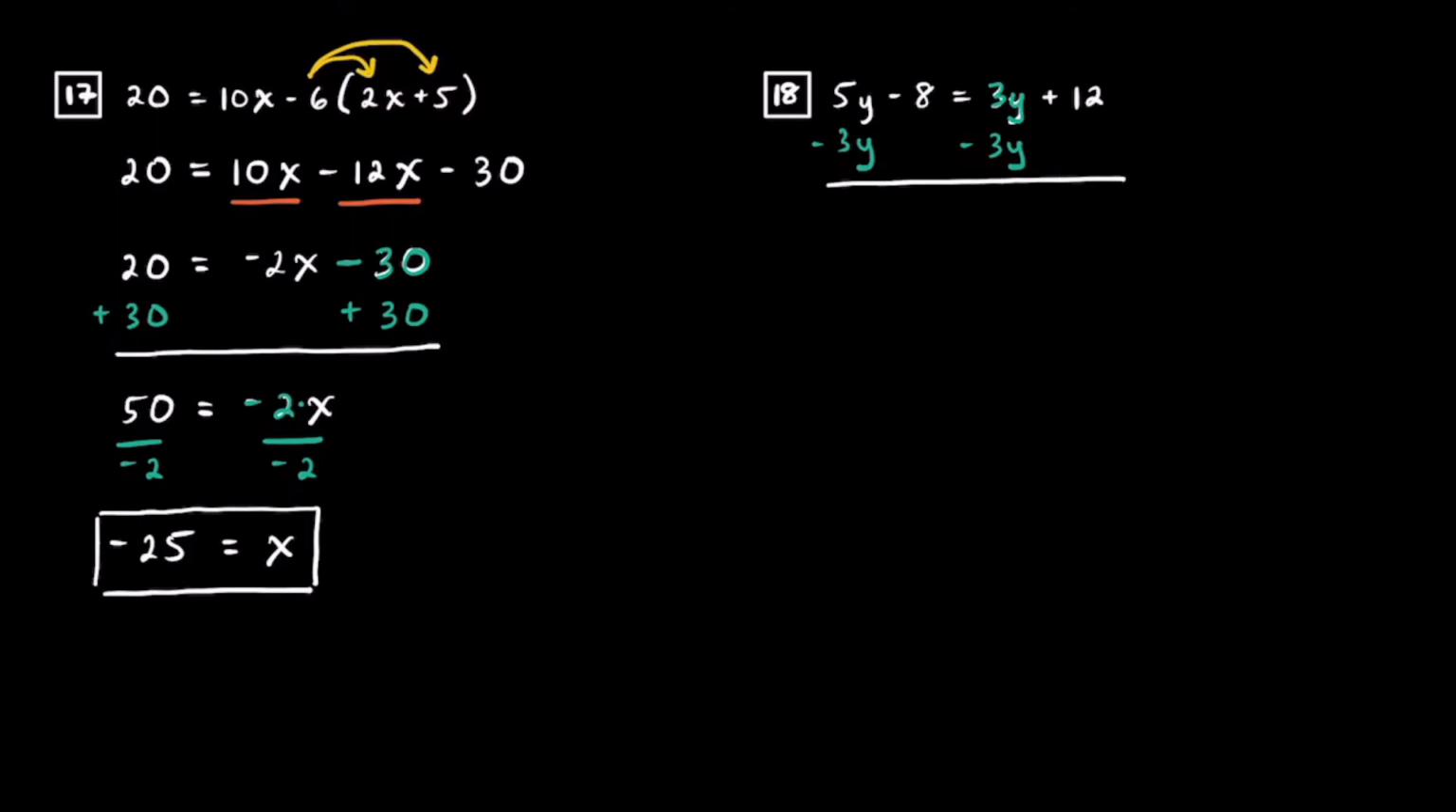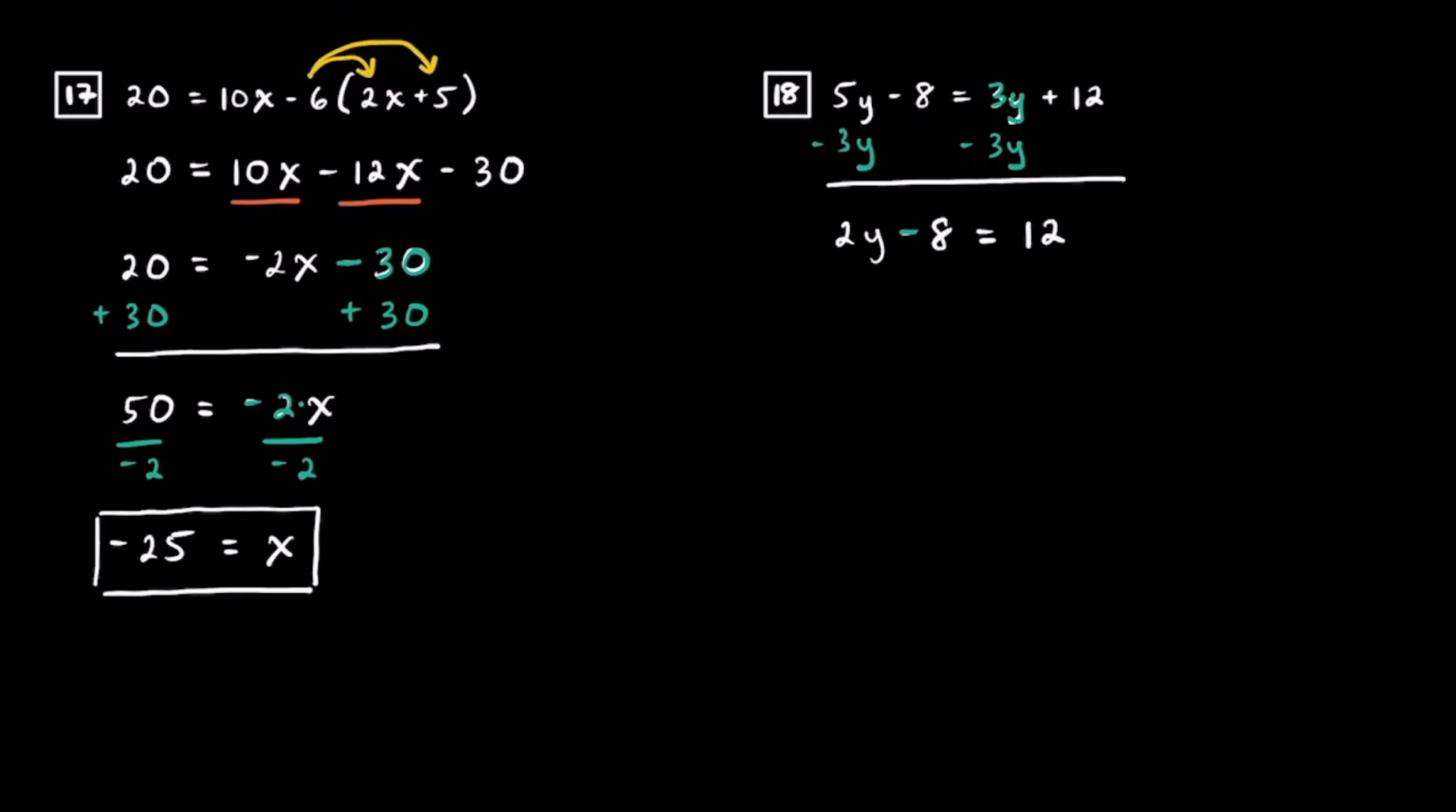Okay, I like my variables on the left. So 5y minus the 3y is going to be positive 2y, and you still have minus 8 equals, we have no more y's on the right side, so we just have 12. Okay. At this point, this is a two-step equation again. So it's just one added step that's a little bit different.